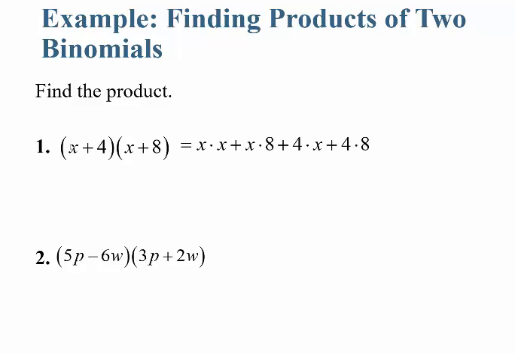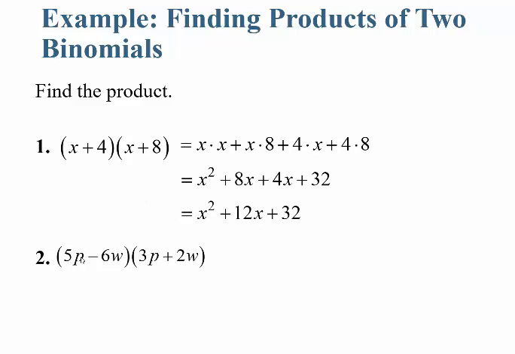Okay, so what you're going to do is take the x and multiply it by the x, then multiply it by the 8. Then you're going to take the 4 and multiply it by the x. Then take the 4 and multiply by the 8. Well, when I do that, x times x gets me x squared, 8x, 4x, and 4 times 8 gets 32. Now what you have to do next is combine like terms, and you'll notice here the middle terms, 8x plus 4x are the same, and they combine to 12x.